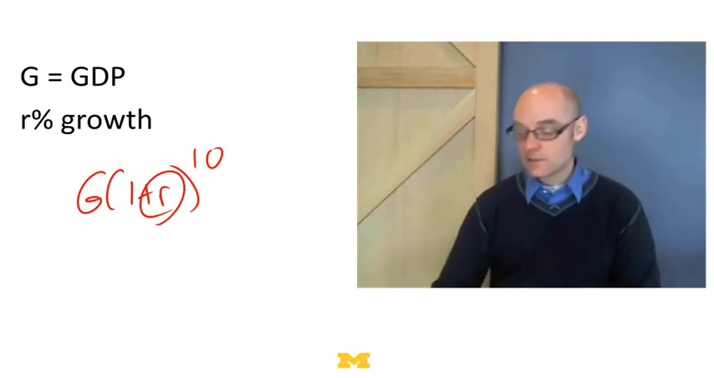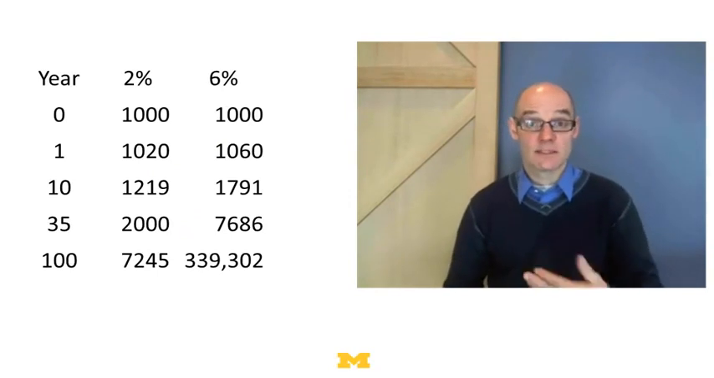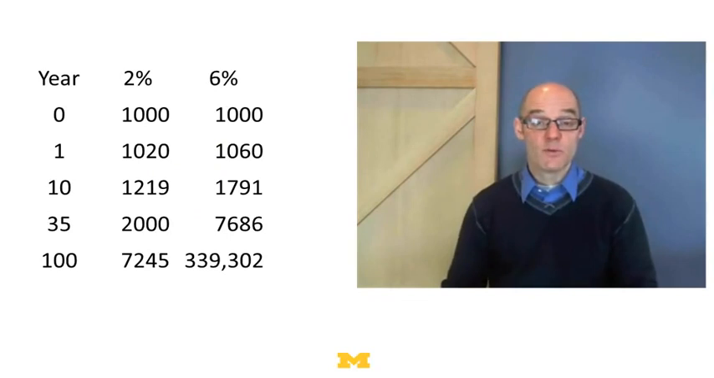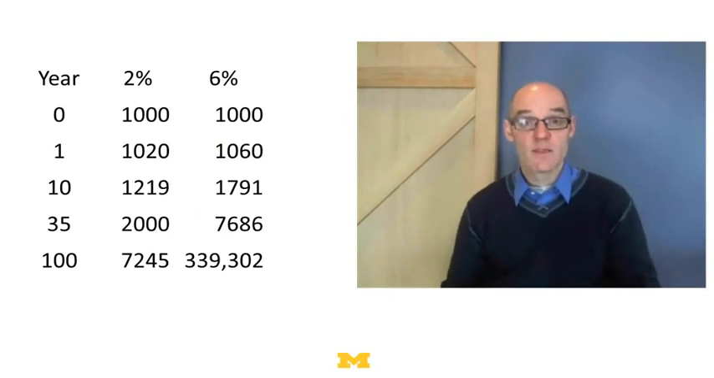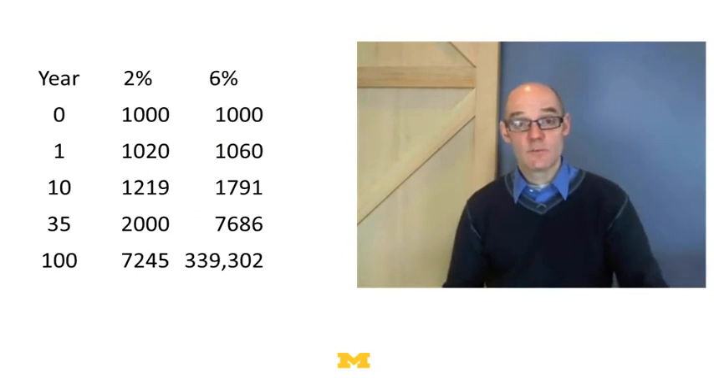Well, to see why, let's look at two cases. Let's look at a low growth case, a country that has a 2% growth rate, and a high growth case, a country that has a 6% growth rate. Let's start them both in year 0 with everybody making $1,000, so per capita income is $1,000. Well, what happens after the first year? For the first year, the first country goes up by 20%.